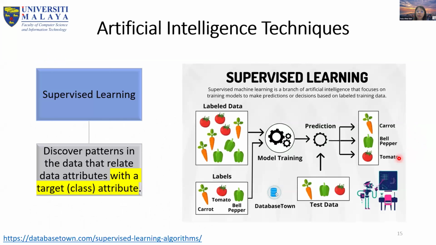We call this technique supervised learning. Supervised learning here means you have labeled data, where you have the inputs and every input has its labeling. It discovers patterns in the data that relate data attributes with a target class attribute. The target class attribute here refers to the Y true. So this is supervised learning, where you are given the labeling of each input.